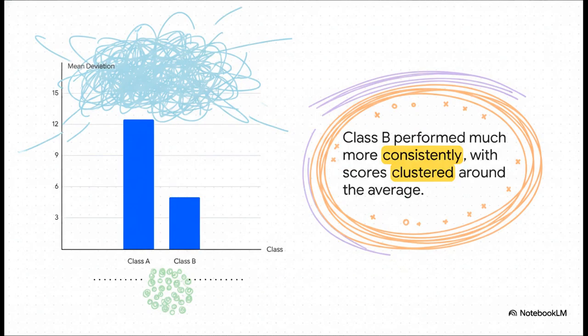Class A has a mean deviation of 12.5. That means on average, a student's score was 12.5 points away from the class average. Now look at Class B. Their mean deviation is only 5. This tells us, with numbers, what we could already see. The students in Class B performed way more consistently. Their scores are all clustered right around the average.